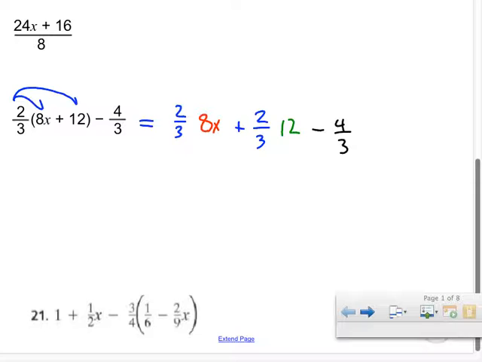And then in order for me to multiply these, I have to fix something, right? These aren't fractions. 8x and 12 aren't fractions, right? So let's make them into fractions, and we know how to do that. How do we turn them into fractions? Very good. You put them over 1. So let me go ahead and put these over 1.